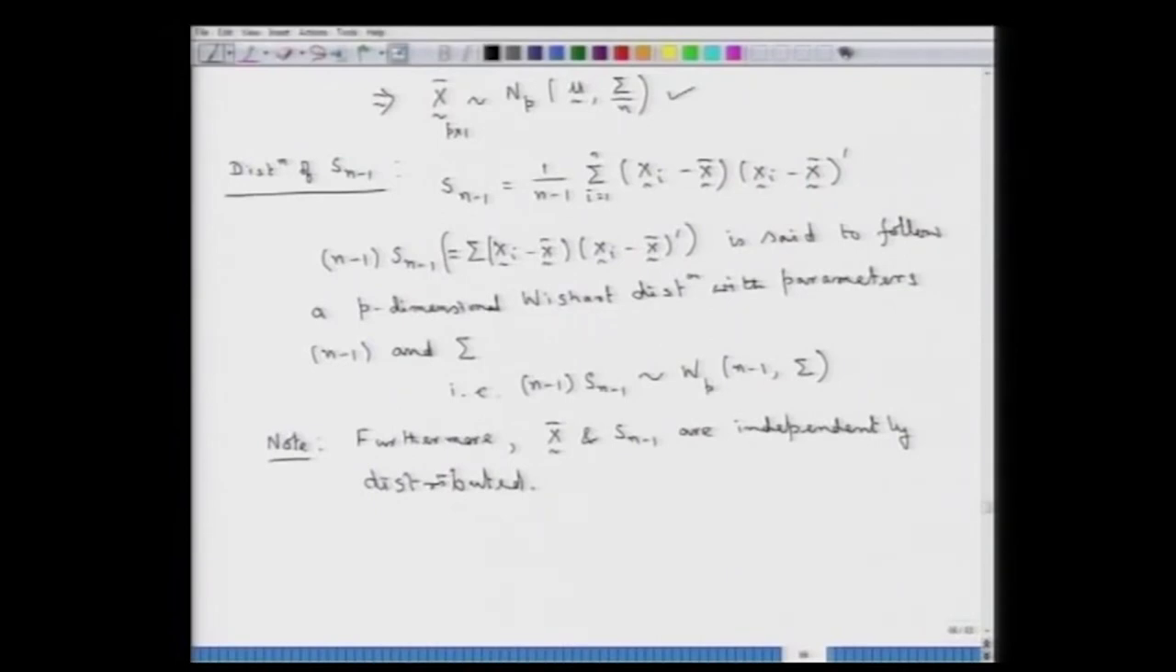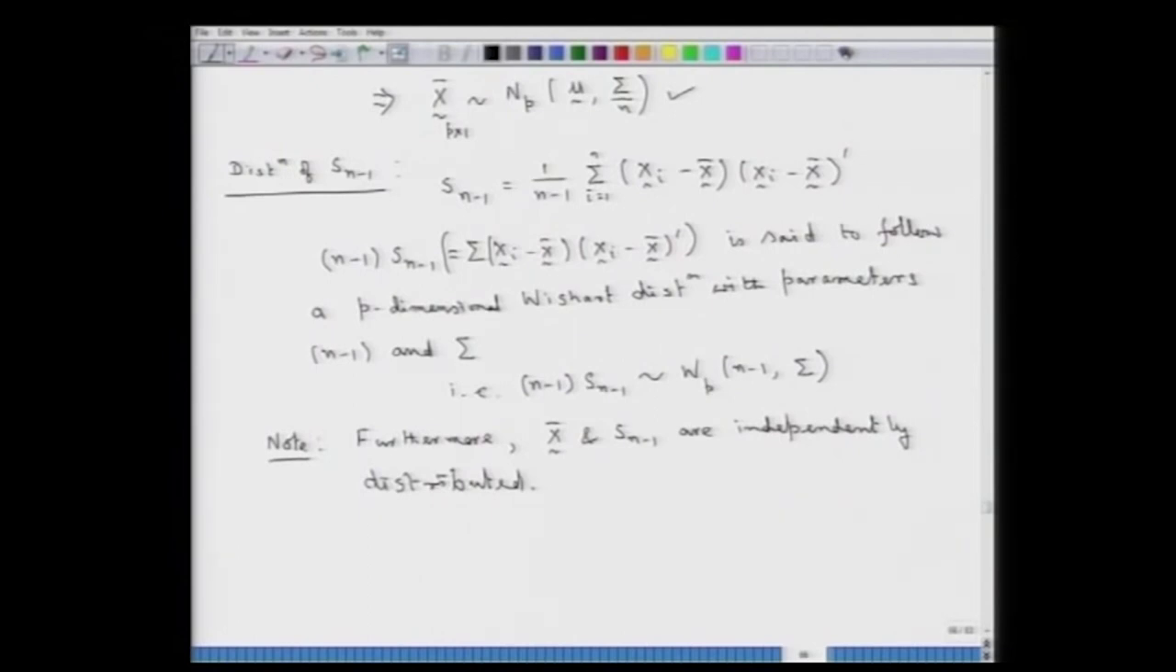That type of result is going to be generalized here in terms of a Wishart distribution, which is the distribution corresponding to a random matrix, because this (n minus 1) S_{n-1} is a random matrix. So, we cannot talk about its distribution being a chi-square random variable, because that is the distribution of a univariate random variable. We are generalizing the chi-square distribution to the multivariate setup, and what we get is a Wishart distribution. In that sense, the Wishart distribution is the generalization of the chi-square distribution in the multivariate setup, right.